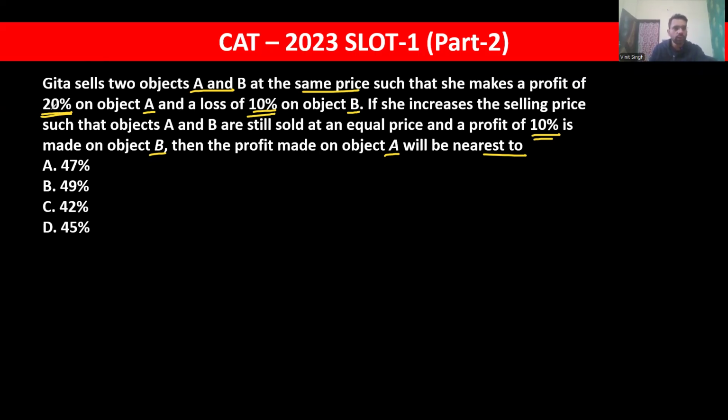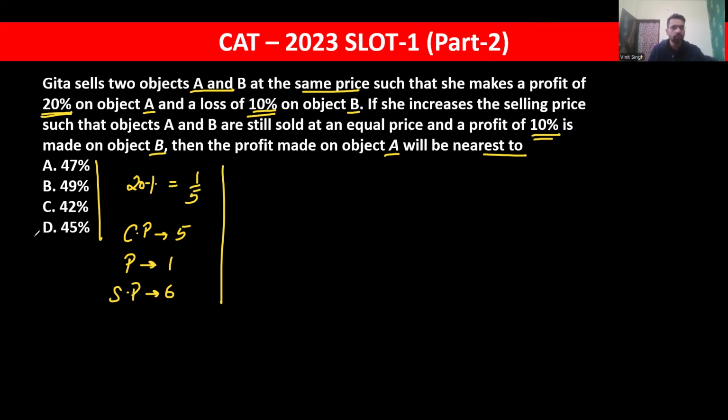Now, we know that the fraction value of 20% is 1 by 5. First of all, we have to equate the selling price of products A and B. In product A, she gets a total profit of 20%. So the fraction value of 20% is 1 by 5, so 5 will act as the cost price. The profit is 1. Now the selling price will be 6 units.